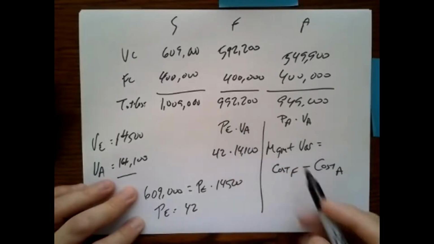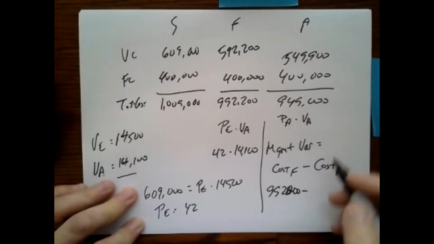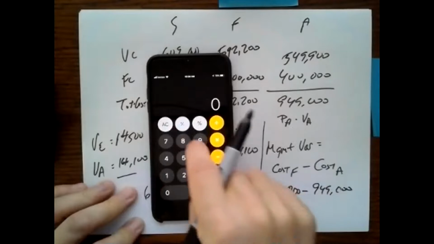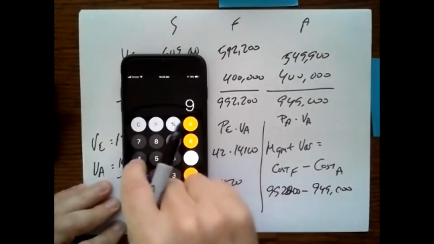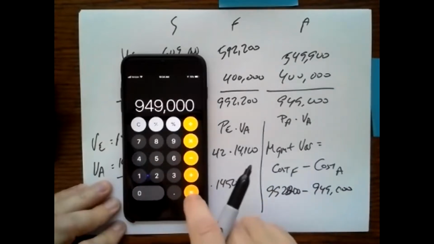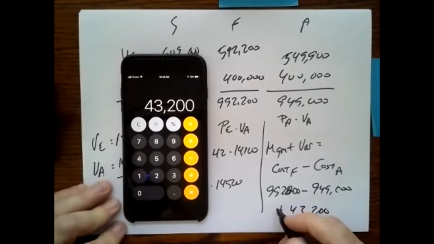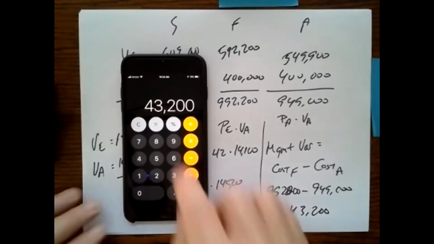So cost flex, 992,200 minus cost actual, 949,000 gives us a positive 43,200, which means that Susie Q did in fact do a good job managing costs. She reduced them by $43,000.